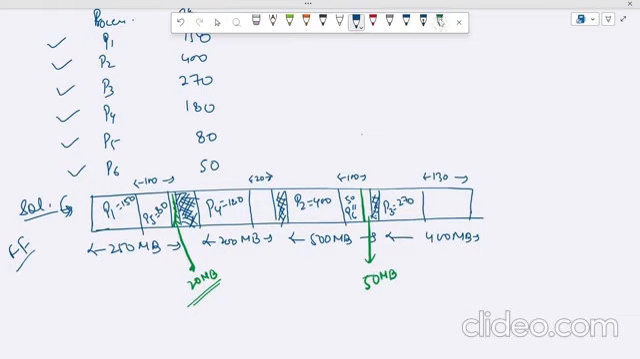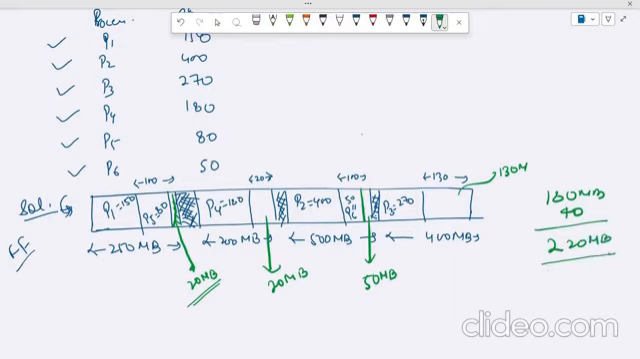Now that all the processes are complete, calculate the external fragmentation. Here 130 MB of space is left, here 50 MB, here 20 MB, and here 20 MB as well. So 130 plus 50 is 180 MB from the last two blocks, and 40 MB from the other two blocks. So it's 220 MB of external fragmentation in first fit. I hope you understand how we solve this question. This is first fit.